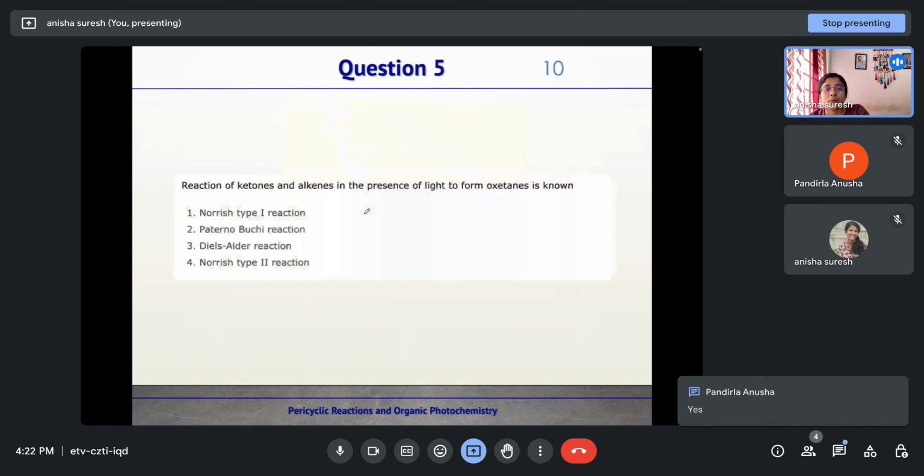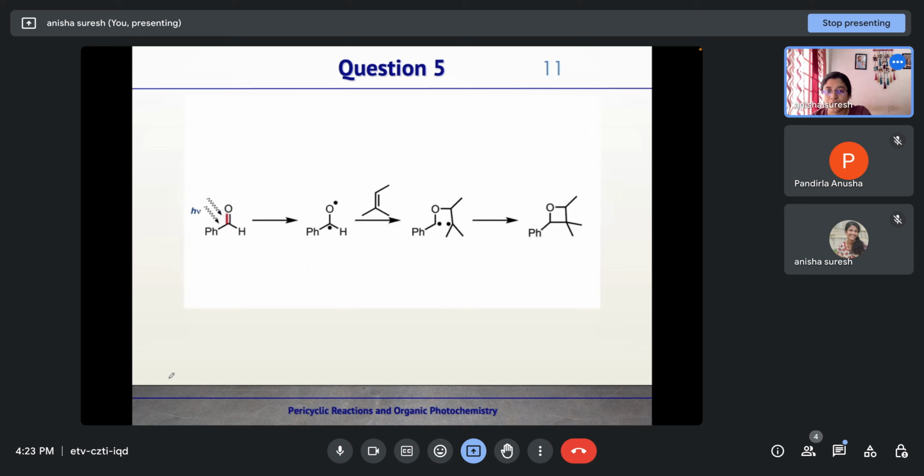Okay. Now coming to question number 5. A reaction of ketones and alkenes in the presence of light to form oxetanes is known as option 1 Norrish type 1 reaction, option 2 Paterno Buchi reaction, option 3 Diels-Alder reaction, option 4 Norrish type 2 reaction. Yes, it is Paterno Buchi reaction. So ketones and alkenes will react, leading to formation of radicals, and it will combine, leading to formation of oxetanes. So that is known as Paterno Buchi reaction.